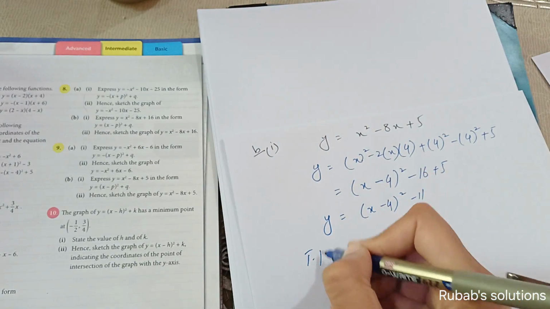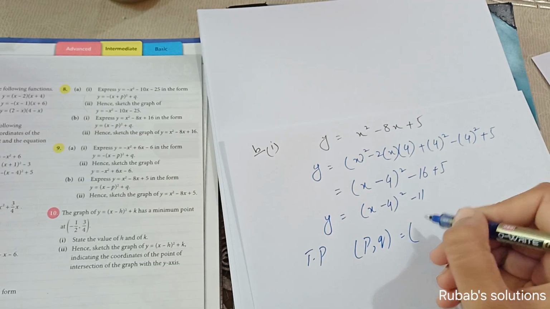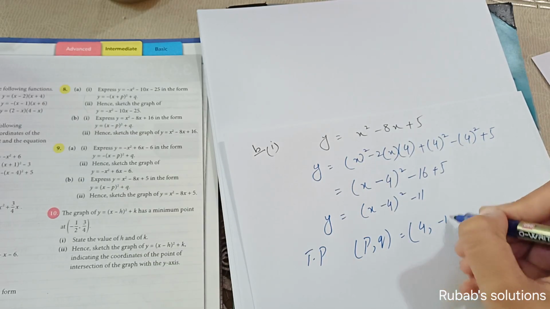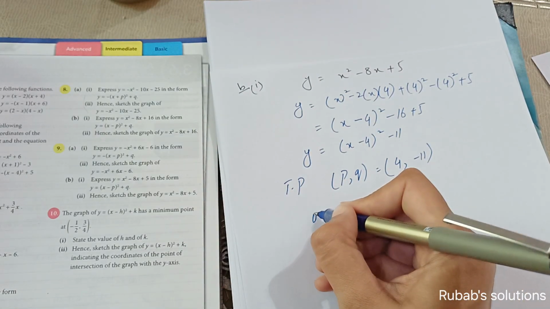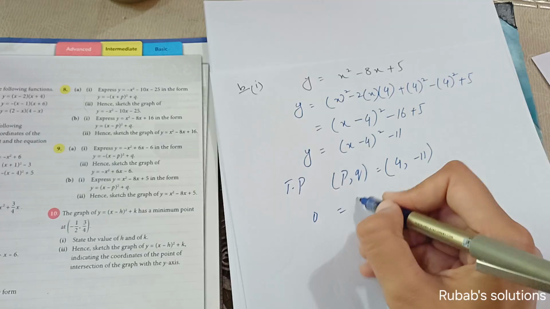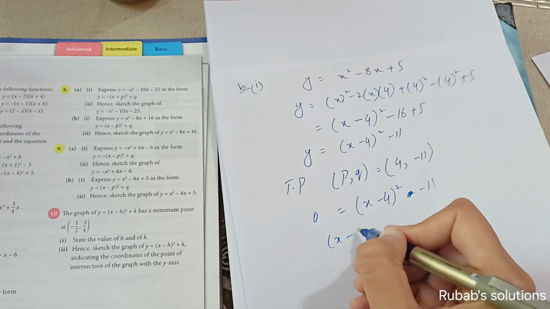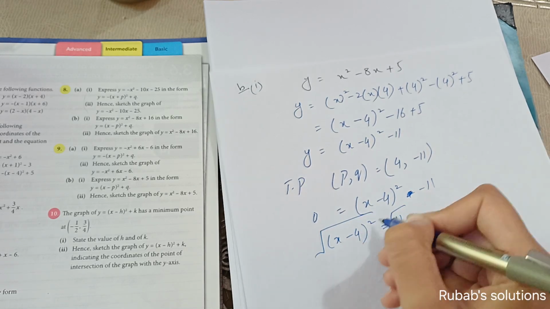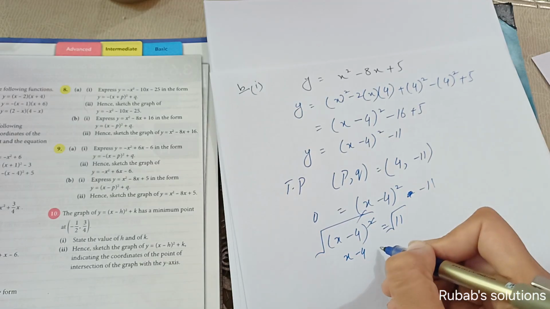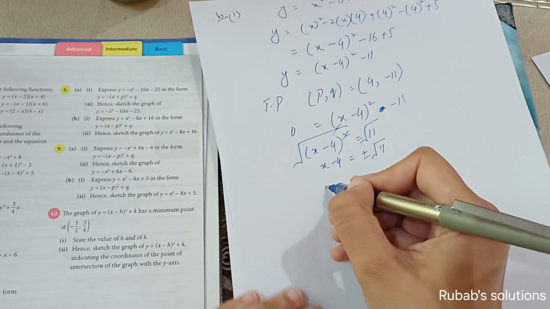Turning points, obviously P and Q. P will be equal to 4 and Q will be equal to minus 11. And for x, put y is equal to 0. It will be (x minus 4) whole square is equal to minus 11. Minus 11 will shift on the other side, so it will become 11, taking square root on both sides. x minus 4 is equal to plus minus square root of 11, one time in plus, one time in minus.